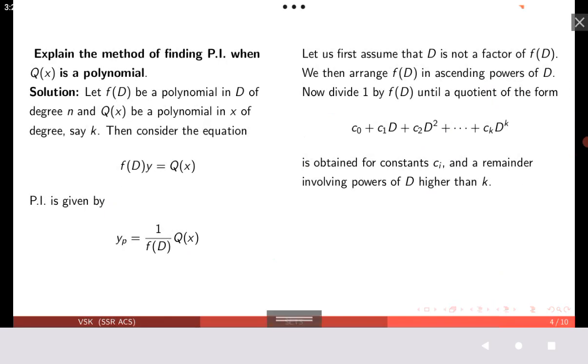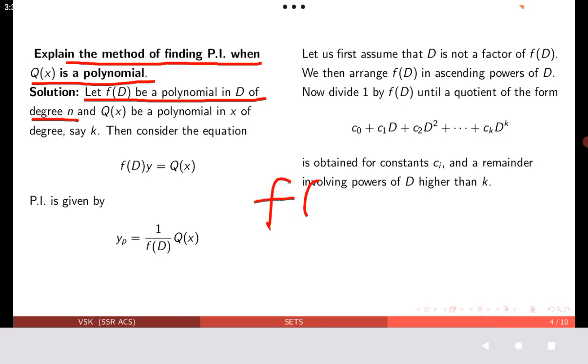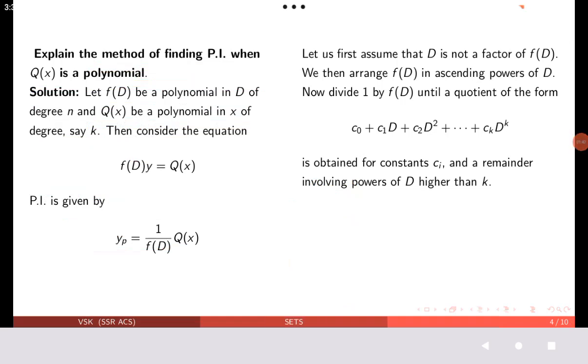So the task is to explain the method of finding the particular integral when Q(x) is a polynomial. For the solution, let F(D) be a polynomial in D of degree n, and Q(x), the non-homogeneous term, a polynomial in x of degree, say, k. Then consider the equation F(D)y is equal to Q(x). Then the particular integral is given by yp is equal to 1 upon F(D) into Q(x).